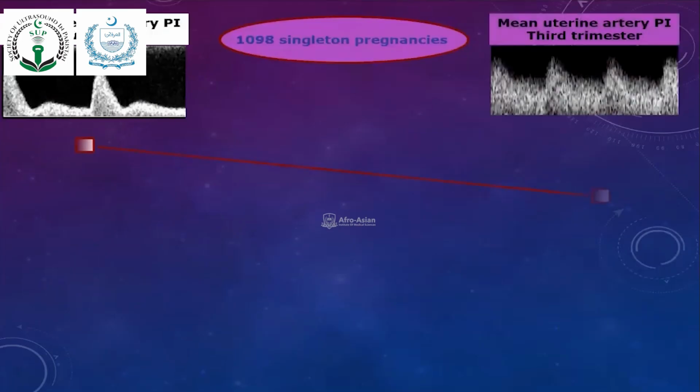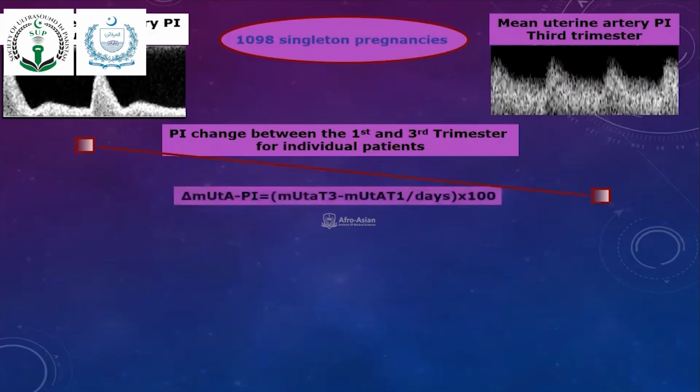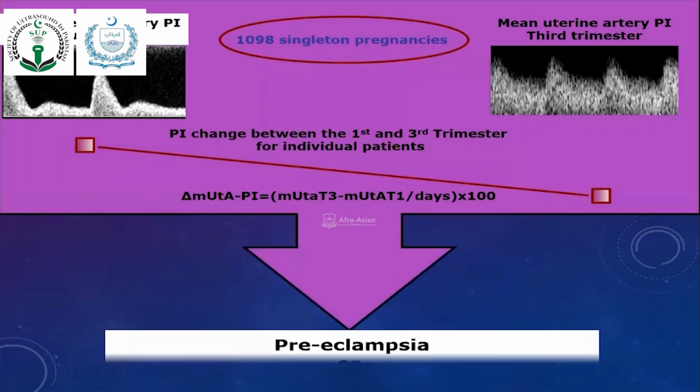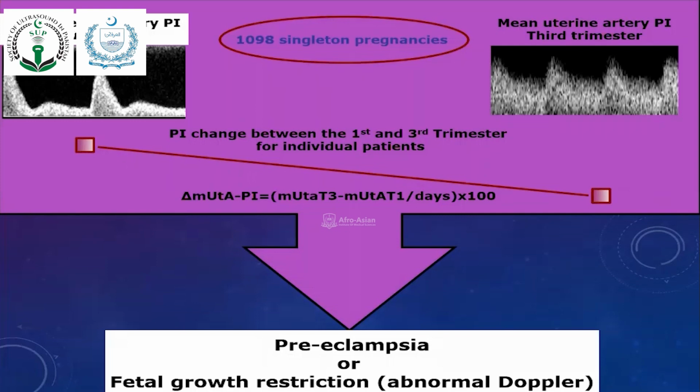This was a study on 1098 singleton pregnancies. They assessed the mean uterine artery PI at 11 to 14 weeks and the mean uterine artery PI in the third trimester, and the PI change between the first and third trimester for individual patients. They measured that for preeclampsia or fetal growth restriction.